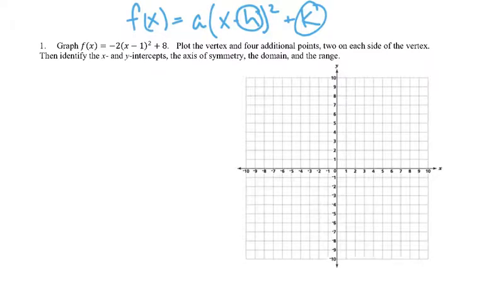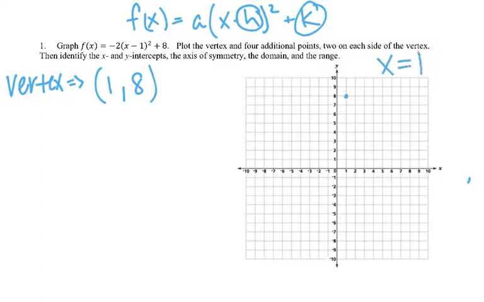So in this case, I can immediately identify that our vertex is equal to 1, 8. So I'm going to go ahead and plot that 1, 8, which means our axis of symmetry is equal to x equals 1. So that's our axis of symmetry.